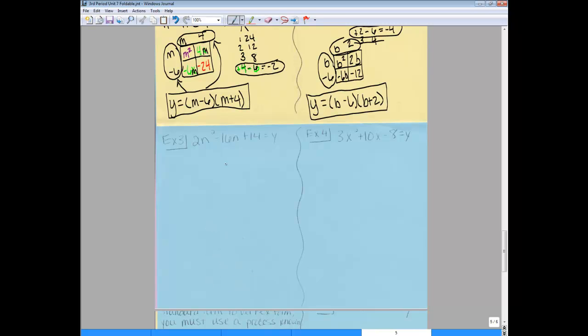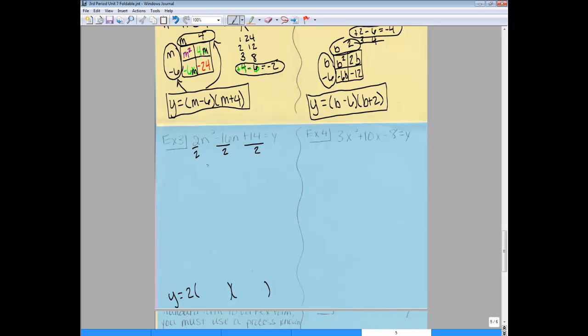Okay, if you look at this problem, you can see that there is a number that goes into all three of these. What number goes into 2, negative 16, and 14? Well, it's 2. So we're going to divide everything by 2. And then our answer will be y equals 2, and then 2 sets of parentheses that we don't know yet. That's what we're going to end up finding.